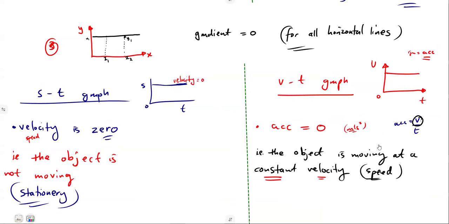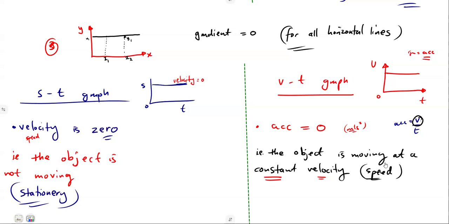Acceleration to be zero means the object is moving at a constant velocity. So these are the main ones that you're going to have in your syllabus according to the calculations of your paper one. Then you're going to have some other interpretations that you're going to consider, which is for paper two.